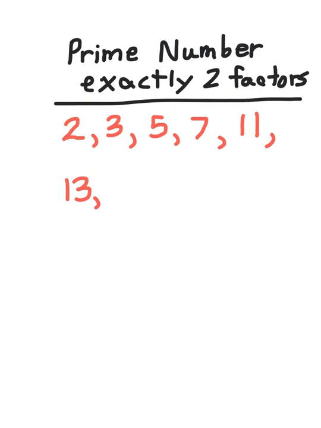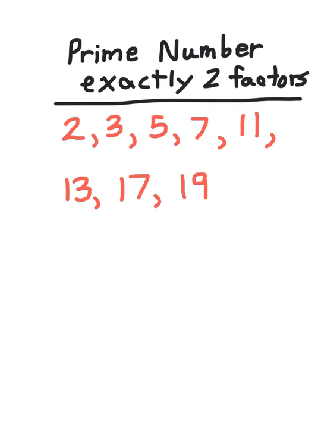Let's look at 17. 17 does have exactly 2 factors, 1 times 17. So we're going to write 17 as our next prime number. 18 has 6 factors, so it's definitely not a prime number. 19, let's look at the factors, 1 and 19. Yes, 19 is a prime number. And 20, no, 20 has 6 factors. It's not a prime number.